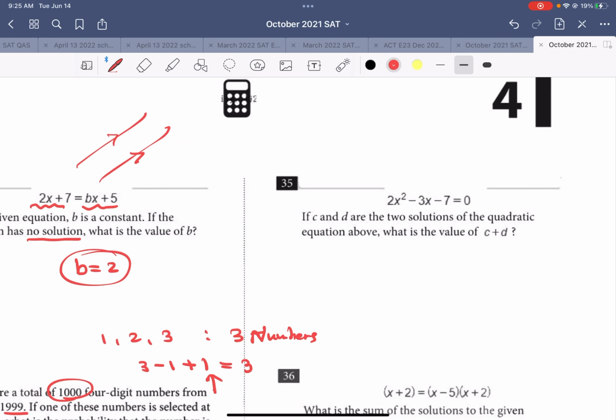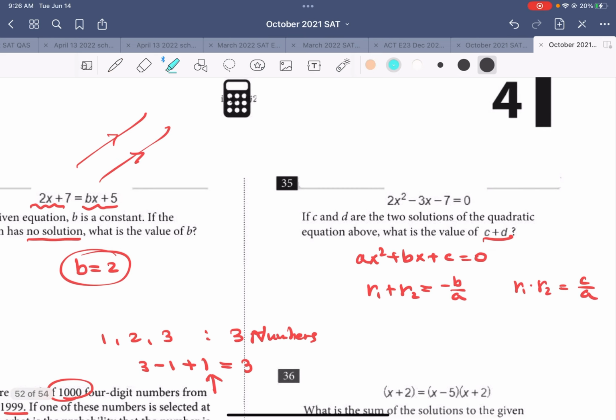Number 35. C and D are two solutions of the quadratic equation above. What is the value of C and D's sum? If you know ax squared plus bx plus c equals 0, the sum of the two roots is, this is a fundamental theorem of algebra, negative b over a. And then the product of the two roots is c over a. It's good to know. If you memorize this one, it's really quick. You don't have to use the quadratic formula to find those two roots and add them up.